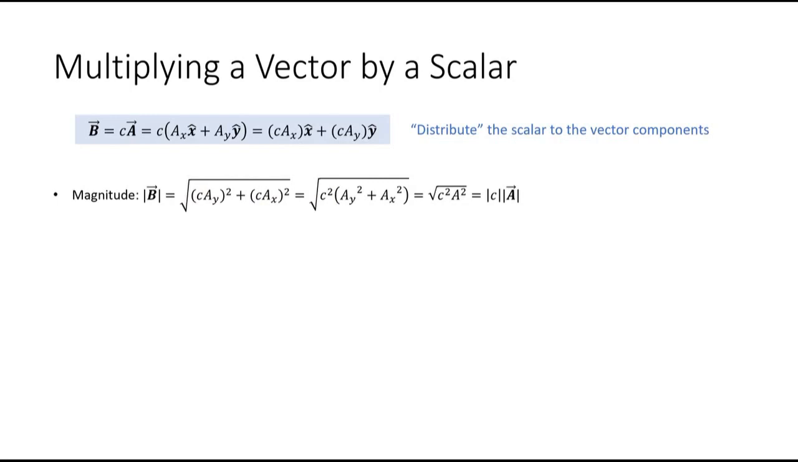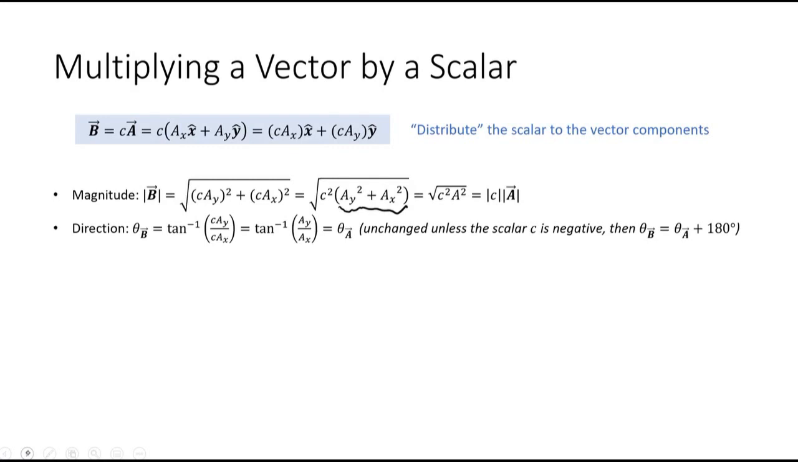Okay, so we end up with the square root of C squared multiplied by Ay squared plus Ax squared. All right, Ay squared plus Ax squared, well, that's just A squared. So that's the magnitude of our vector A squared. All right, so we end up with the square root of C squared multiplied by A squared, which in other words is just the magnitude of C multiplied by the magnitude of our vector A. And so here you can see that the length of the arrow that represents our vector is just going to be exactly scaled by that scalar that we're multiplying by.